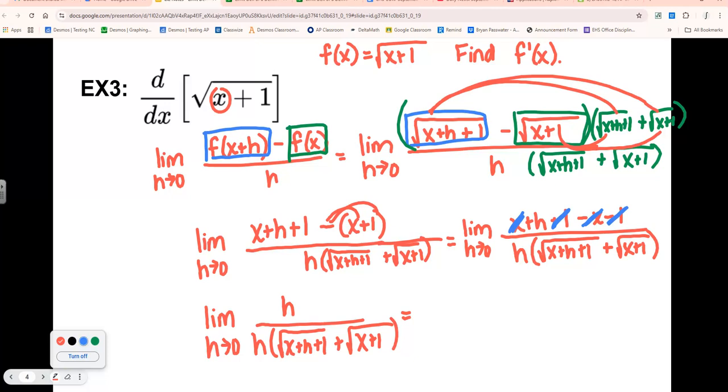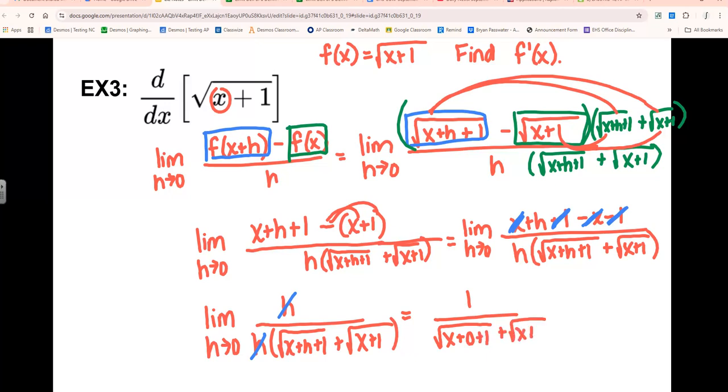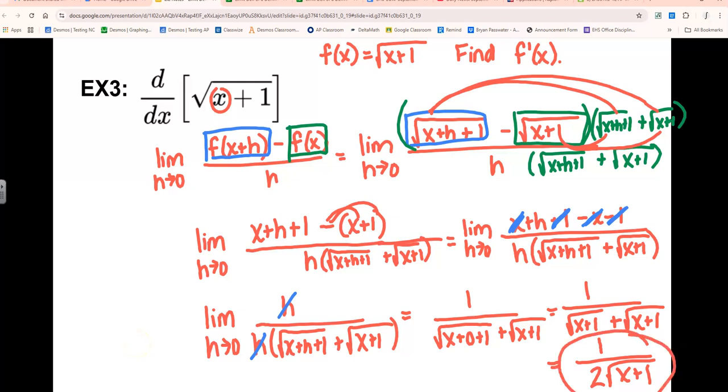What can happen now? The h's are going to cancel. Plug in 0 for your h. So you're going to still have a 1 on top because you have to keep something on top there. And then you'll have the square root of x plus 0 plus 1 plus the square root of x plus 1. So that is 1 over the square root of x plus 1 plus the square root of x plus 1. What is the square root of x plus 1 plus the square root of x plus 1? 2 times the square root of x plus 1. And that is our answer.